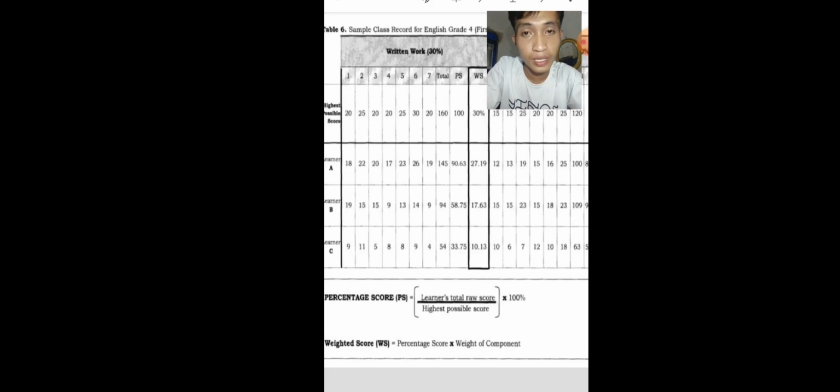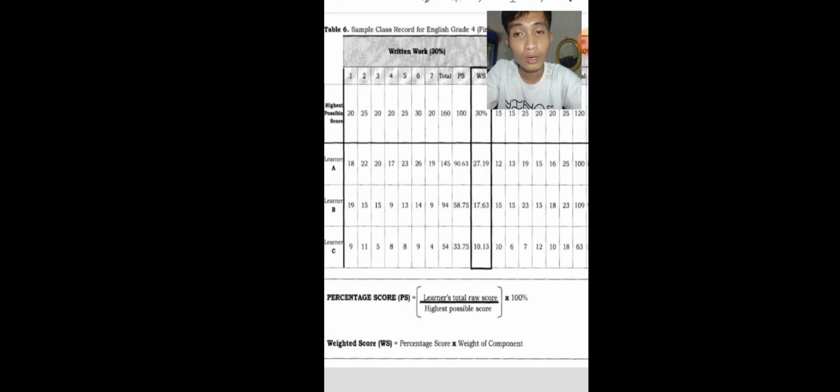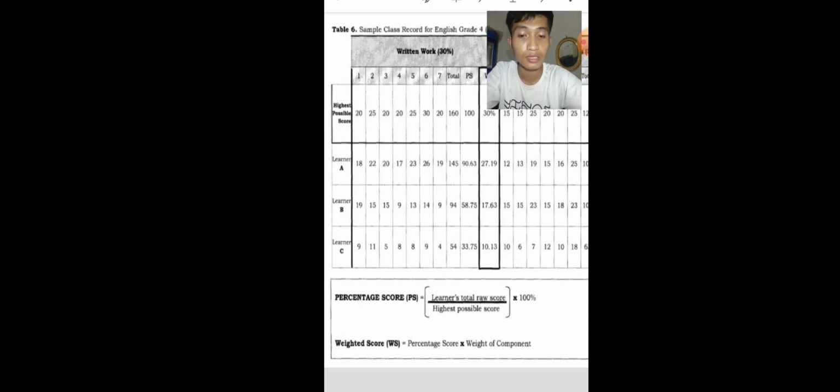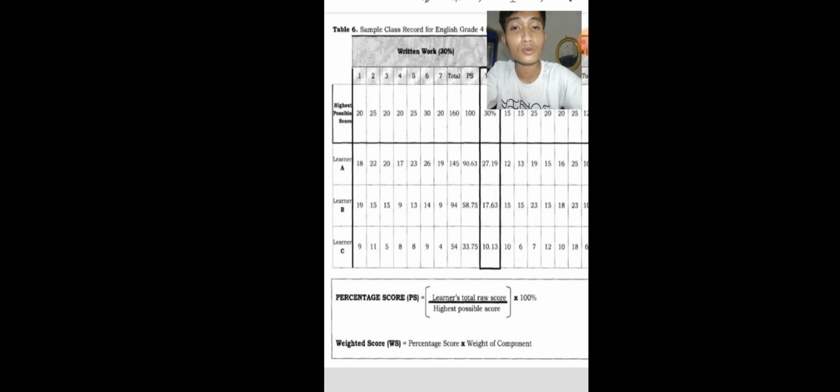In order to get the percentage scores for learners A, B, and C, we need to divide the raw scores obtained by each learner by the total highest possible score, and then multiply it by 100 to get the percentage score. So for learner A, 145 points divided by 160, we got 0.90625. We multiply it by 100 and we got 90.63.